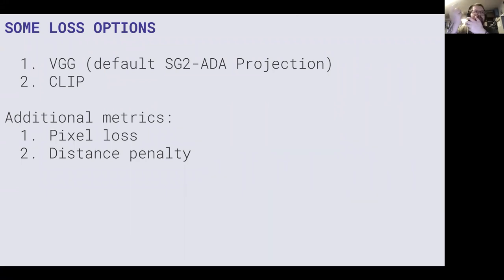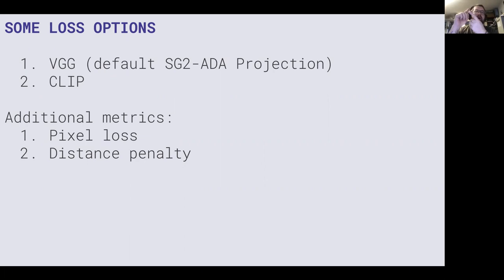And CLIP we've also looked at before, which is a way to get scoring back from a text. So basically you give it a piece of text and an image, and it says, here's the score, how different these two are from each other. There's a bunch of additional metrics you can use, and we'll look at some of these when we look at the projector.